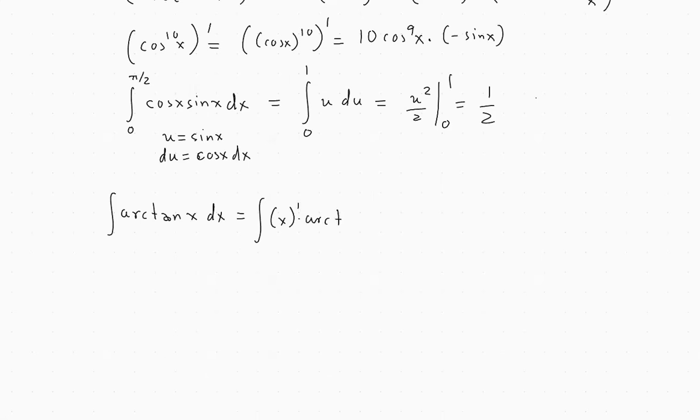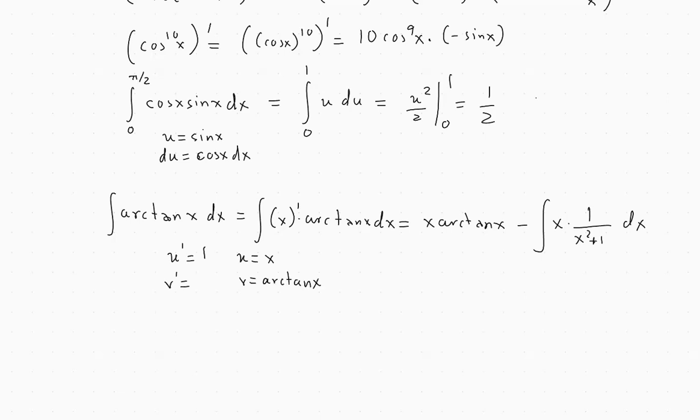So this is x arctangent of x minus, and now you will have the integral of x times the derivative of arctangent, which is 1 over x squared plus 1. If you like to think in terms of u's and v's, then u prime is 1, which means that u is x, and v is arctan of x, which means that v prime is equal to 1 over x squared plus 1. And you have this formula. So now it remains to actually find this integral.